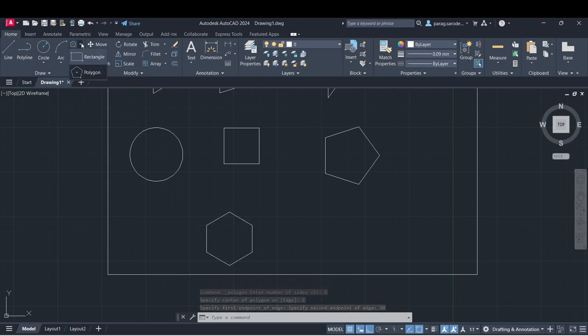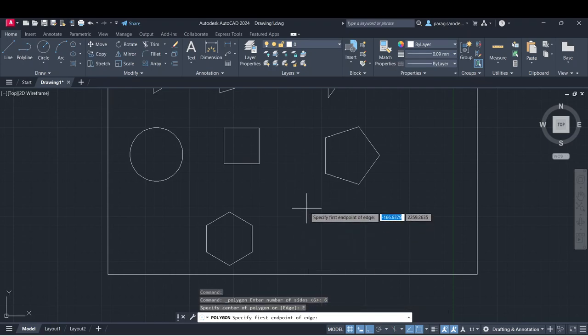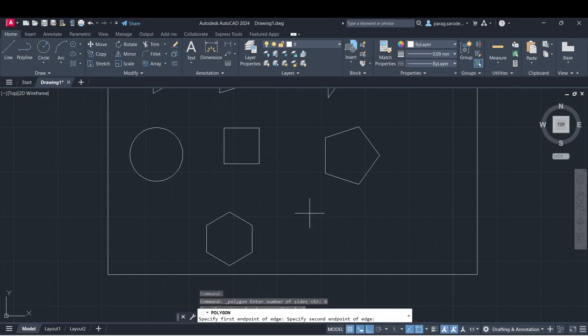If I repeat the command, right, number of sides, again I am typing 6. Instead of center of polygon, I am selecting the edge, right. Now I type it here. Now you can see, what is the change? You can see there is a change in the orientation of the hexagon, correct? So what is the difference between the two?